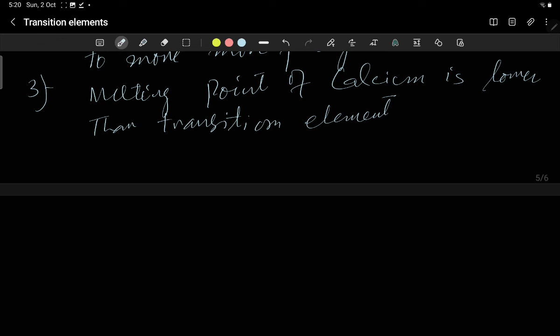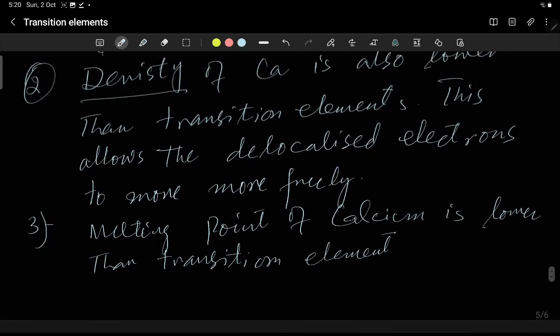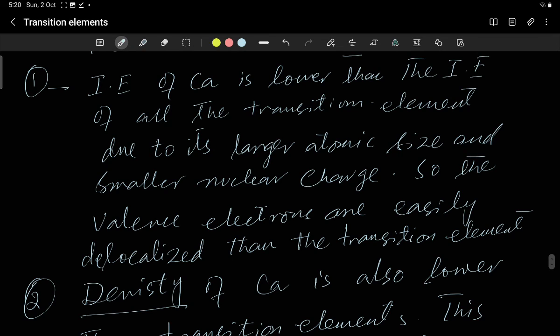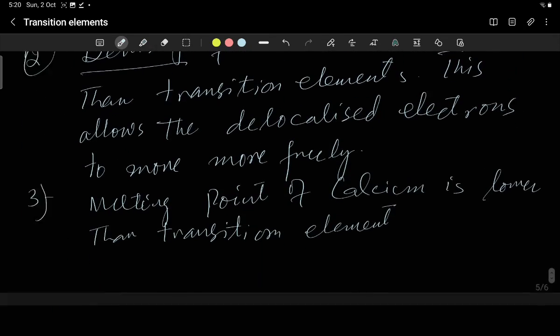Hope you would understand the properties of electronic configuration and different features of the transition elements.